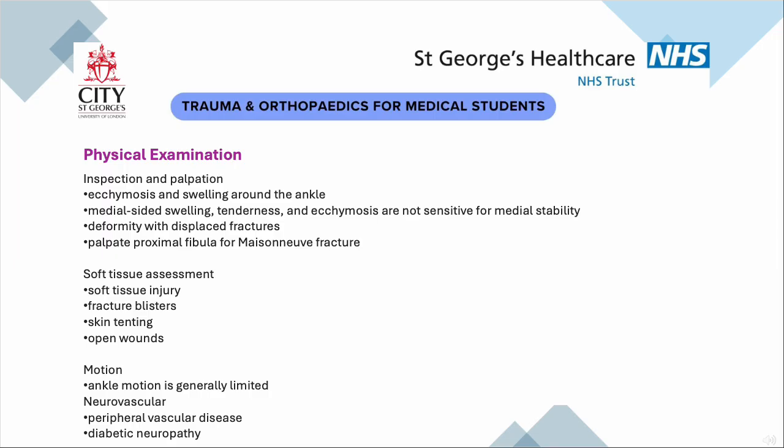You do need to have a look at the soft tissues for what's called fracture blisters, skin tenting or any open wounds. Typically, motion is limited due to pain, and you should assess the neurovascular status and just check about diabetic neuropathy.